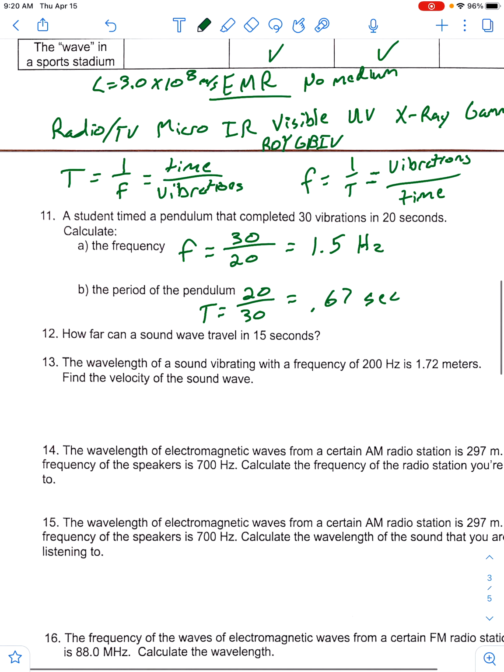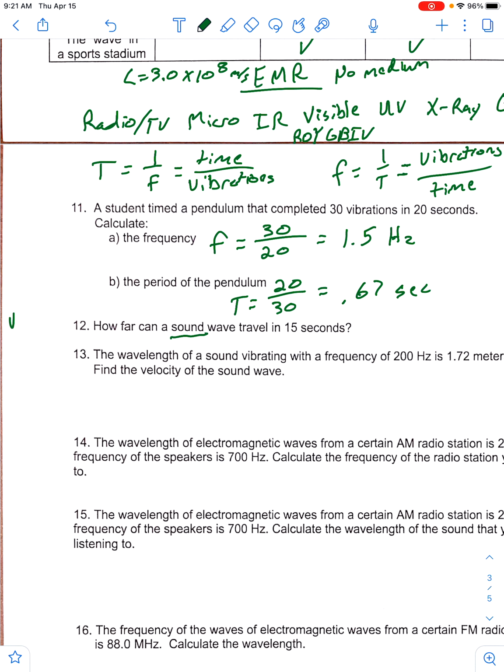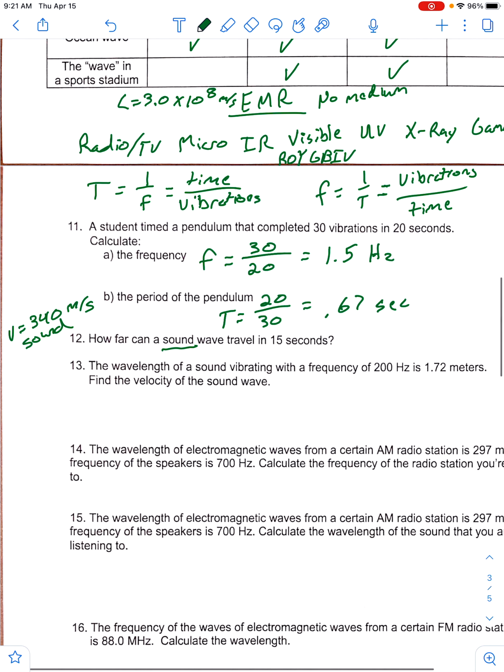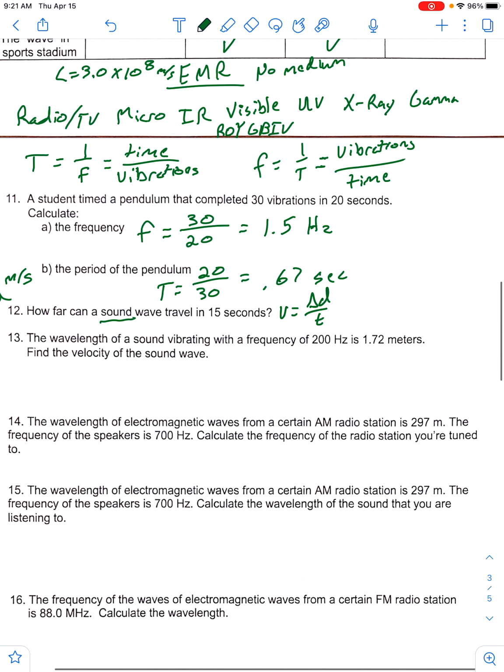Okay, number 12, how far can a sound wave travel? The keyword here is sound. If you don't have this written down already, the velocity for sound is 340 meters per second. So that is your sound velocity. It wants to know how far a sound wave can travel in 15 seconds. I know velocity equals displacement over time. So I know my velocity is 340, equals my displacement, which I don't know, over my time, which is 15 seconds.